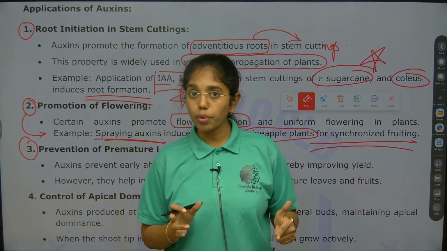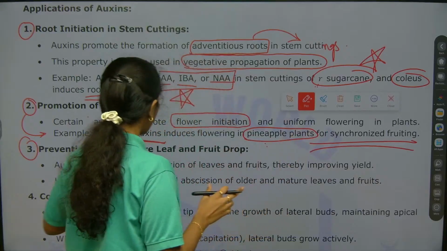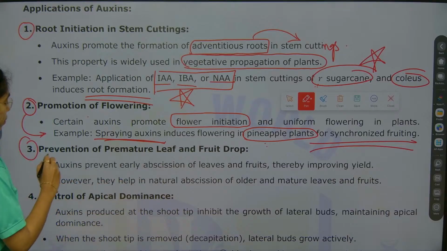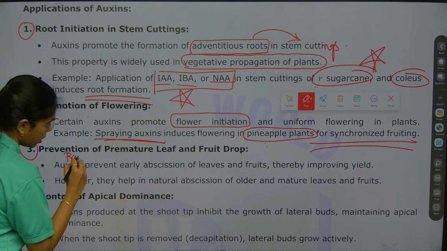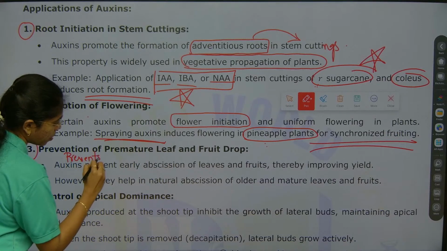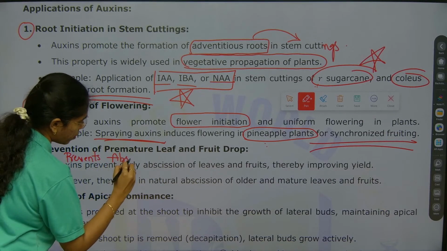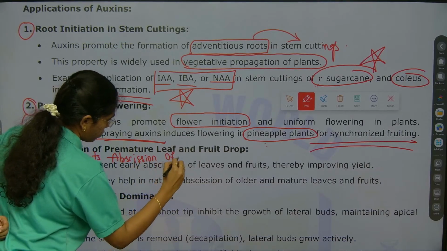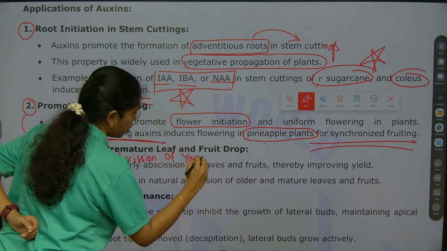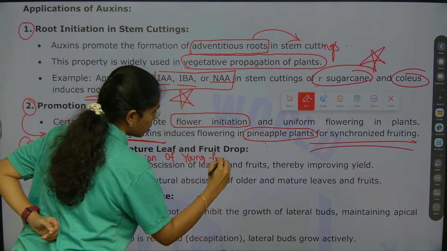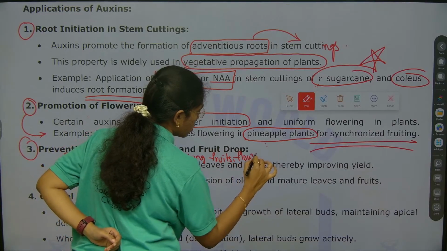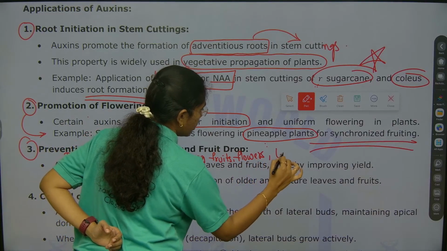Next, prevention of premature leaf and fruit drop, that is, it will prevent the abscission of young fruits, young flowers and young leaves. That also you can mention, it is your wish. You can write it in this way or you can also mention that it prevents abscission of young fruits, flowers and leaves.